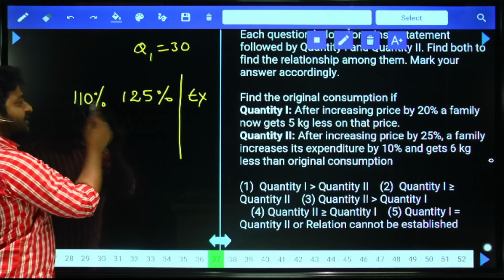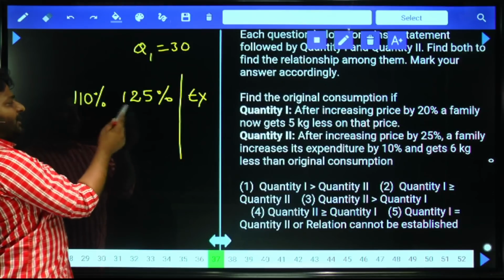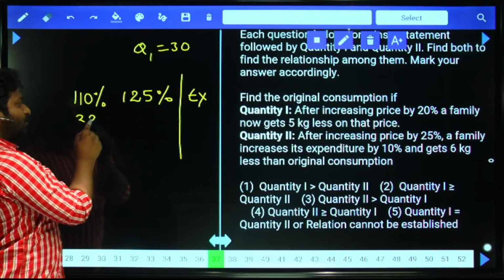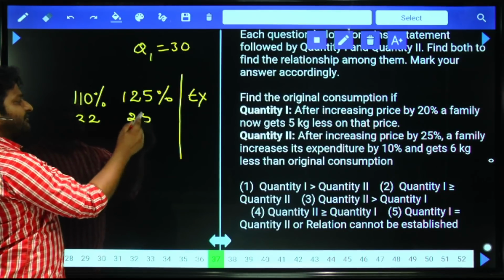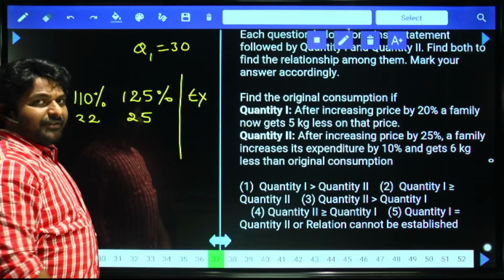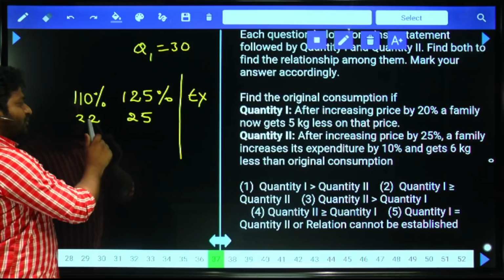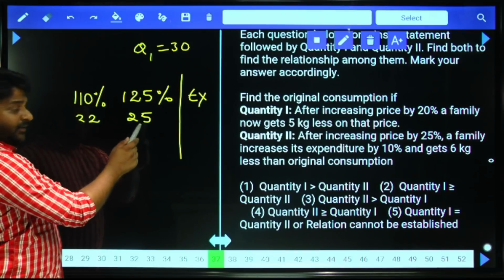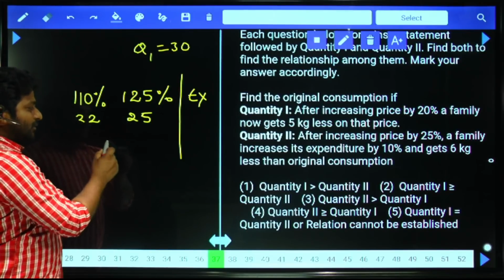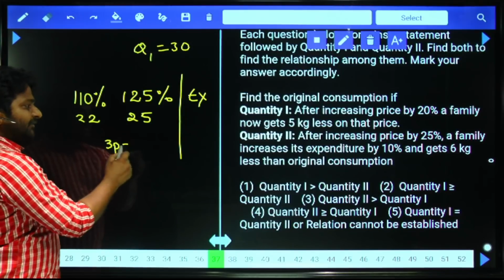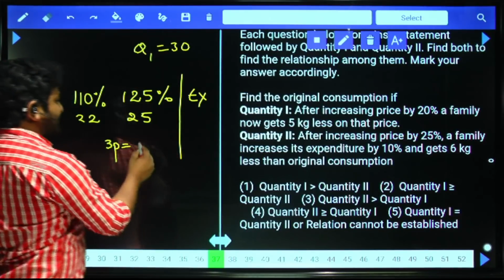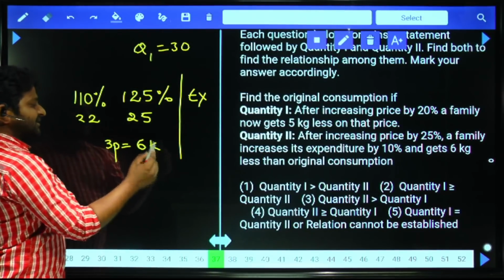Now expenditures are in the ratio, both are 5 multiples, 5 times 22, 5 times 25. Now if expenditures are in the ratio 22 and then 25, difference is equal to 3 parts and the difference is given as 6 kgs.